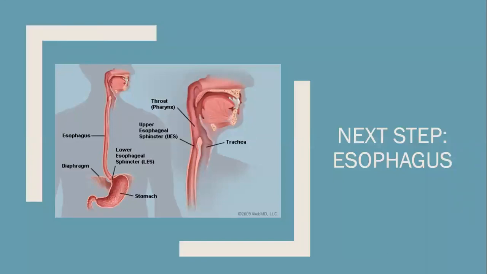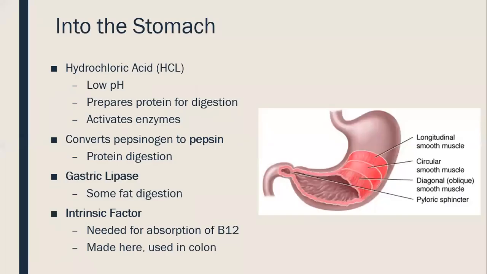Next step, once we pass that point, we have the esophagus. And with the esophagus, we also have something called our lower esophageal sphincter, and that's going to separate the end of the esophagus from the beginning of the stomach. Once we get in the stomach past that lower esophageal sphincter, we notice that there's a large volume of hydrochloric acid along with other secretions that are going to help digest what we've taken in.